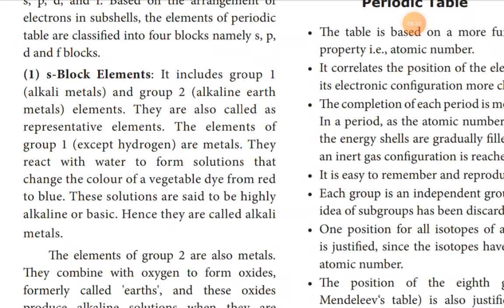Group 1 elements are called alkali metals. Group 2 elements are called alkaline earth metals. Except hydrogen. Hydrogen is a gaseous, lightest element because of its atomic number. Atomic number is 1, so it is always located in the first position in the periodic table.